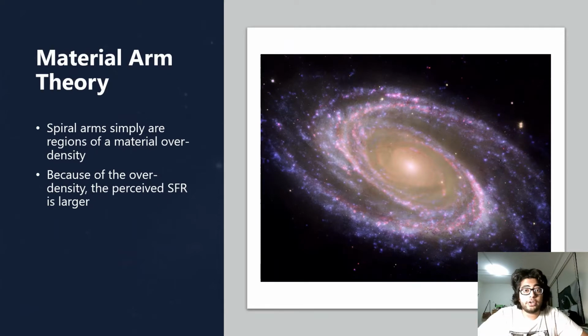The material arms theory then suggests that spiral structures which are optically visible are just a result of an overdensity of baryonic matter, and it's the overdensity that invites greater star formation happening inside the spiral arm, and there's no specific triggering that the spiral structure actually does.